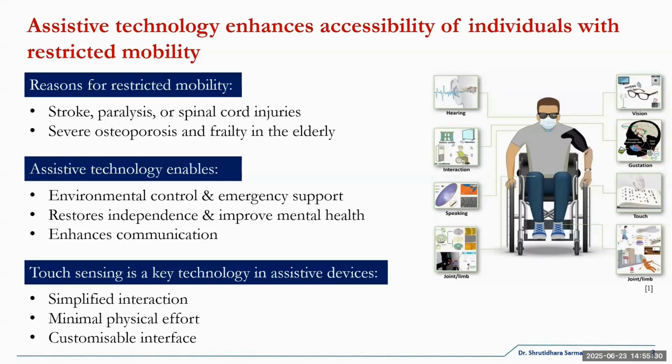For example, to switch a light on and off, or close or open a door, or send an emergency alert in case there is an emergency. Touch sensing is one of the key technologies that has been used in assistive devices for a long time, simply because they are simple to use. You can simply touch, and it will convert the human touch into digital signals. They require minimal effort, and you can also customize them into different designs.